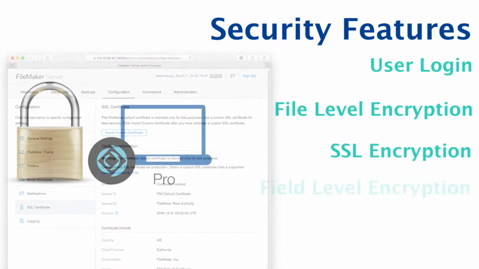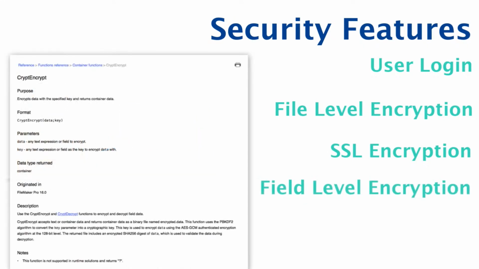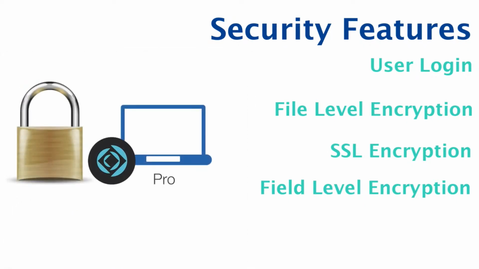There's also field level encryption, where individual fields can actually have their own encrypted content, different than the rest of the file and different from any other field. So there are a number of different levels of encryption within the FileMaker Platform.